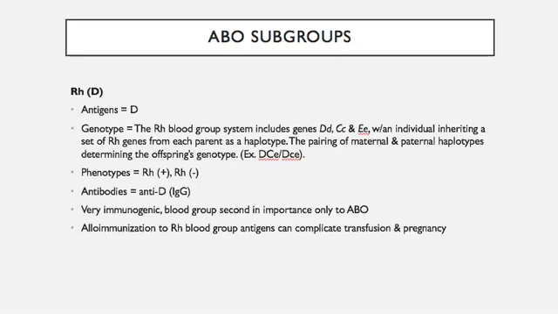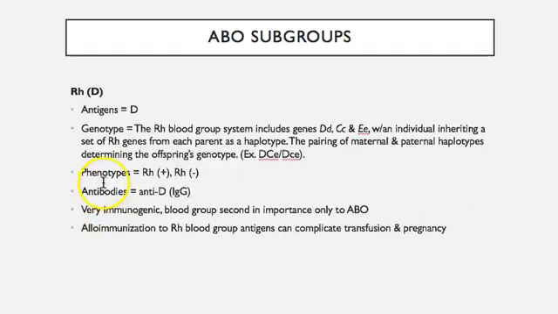So you've got an individual inheriting a set of Rh genes from each parent as a haplotype. The pairing of the maternal and paternal haplotype determines the offspring's genotype. So again, say this is what they inherited from mom, this is what they inherited from dad. It's divided by that slash mark to indicate that this is a genotype, but then how would this genotype look as a phenotype? So you have to take that into consideration.